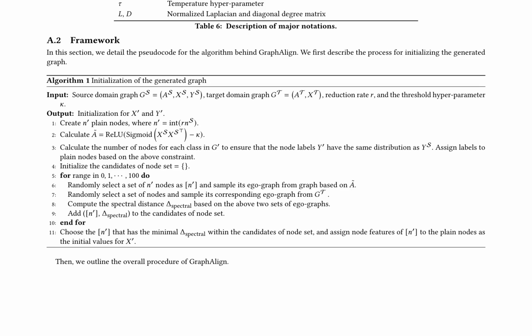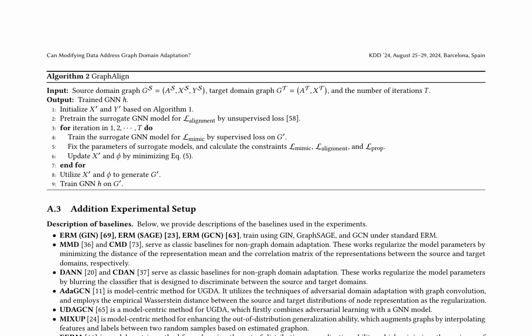The authors highlight the importance of addressing graph domain adaptation and the potential benefits of modifying data to achieve this goal, demonstrating the novelty of their approach. GraphAlign is a novel algorithm proposed to address the problem of graph domain adaptation by modifying the source graph to align with the target graph.